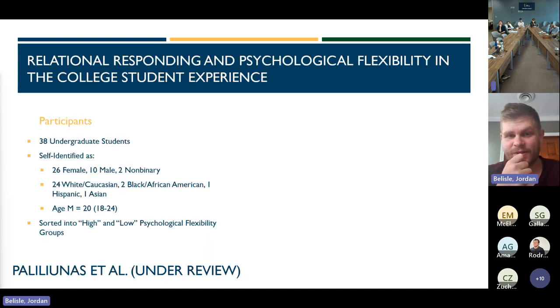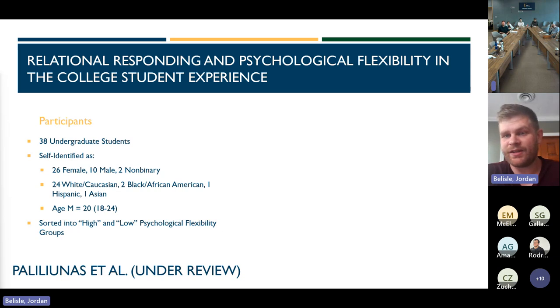The next data set that I want to show you is that we're trying to figure out how to assess these processes more directly from a density model. So instead of just reinterpreting our current frameworks, how can we start to invent new technologies that can operate in these spaces? So this study was conducted by Dr. Palalunas and her lab recently, evaluating the role of relational responding in the psychological flexibility of college students.